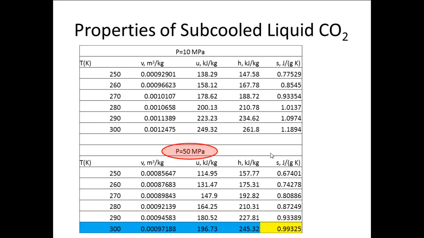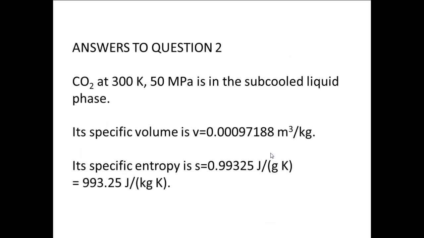And once again, we can summarize the answer. So at 300 K and 50 megapascals, CO2 is in the subcooled liquid phase. Its specific volume is 0.000971188 meters cubed per kilogram, and its specific entropy is 0.99325 joules per gram Kelvin.